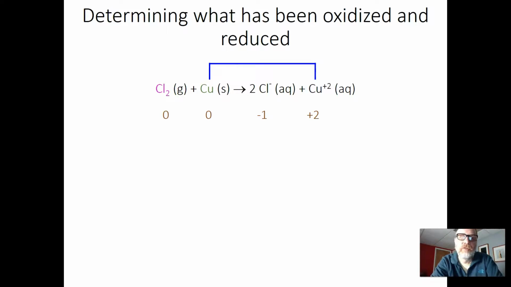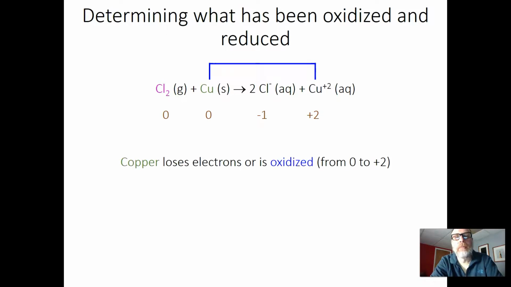Okay, so copper goes from a 0 to a +2. Whenever oxidation number increases or gets larger, that means it's an oxidation process. So copper must be losing 2 electrons here. It's oxidized. It goes from a 0 to a +2.